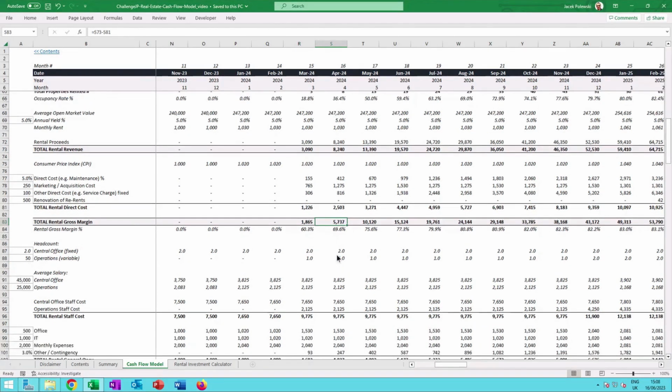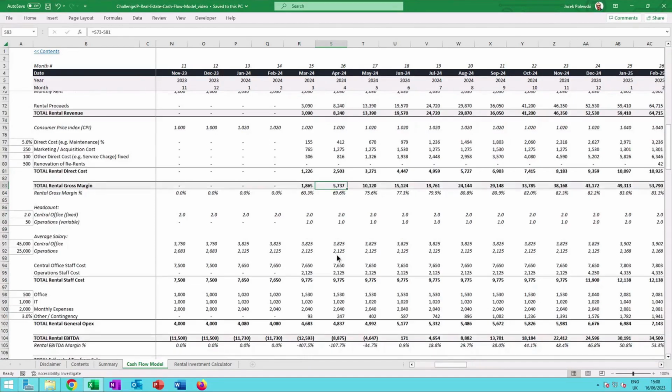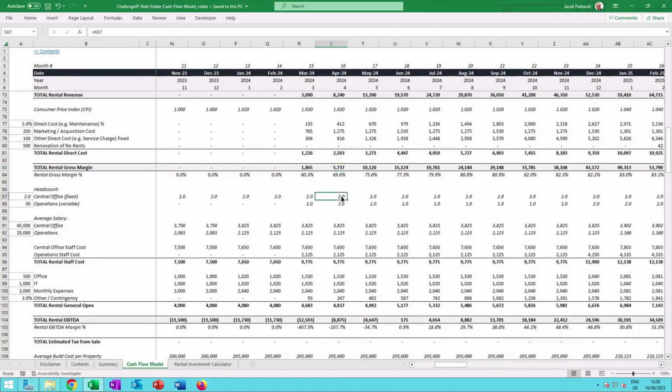Finally, I'm also assuming that for your rental business to work, you need to maybe have an office, probably hire some people, depending again on the size of your company. So the way the model works, it assumes that you have a central office, which is basically fixed. So for example, here we set 2 employees at our central office. And then you also have headcount or employees, which I call operations. So those will be people, for example, that have to manage or maintain your properties.